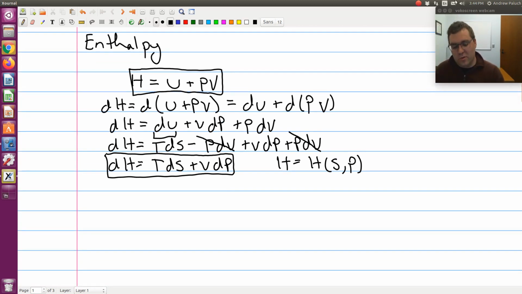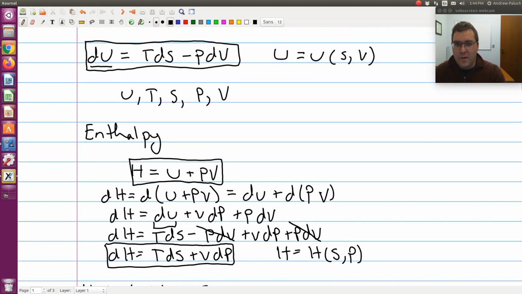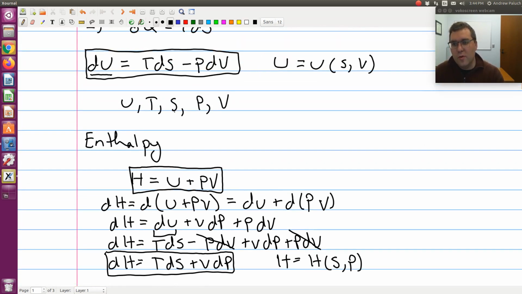The next one that we'll introduce is Helmholtz free energy. If I scroll up a little bit and look back at U, U has as its natural independent variables S and V. Here's conjugate pair 1, here's conjugate pair 2. When we introduced enthalpy, what we did is we switched the role of P and V. We focused on this conjugate pair and switched the role of P and V.